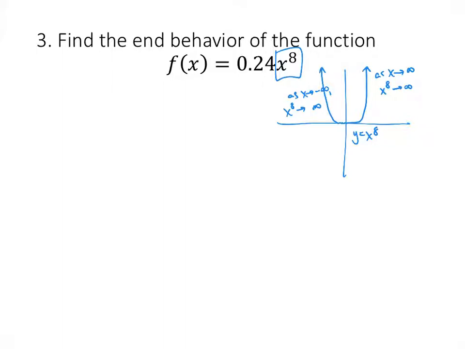And again, as usual, now the question is, what happens when we multiply by 0.24? Don't get thrown off by the fact that that's a decimal. So 0.24 is a positive number, which means my behavior is going to stay the same. Multiplying by a positive number doesn't change the end behavior. So that means that the end behavior of f of x is the same as the end behavior of x to the eighth, namely that f of x goes to infinity on both sides.